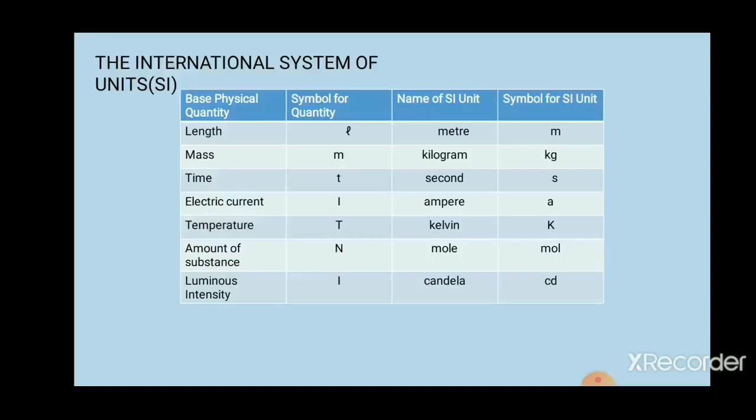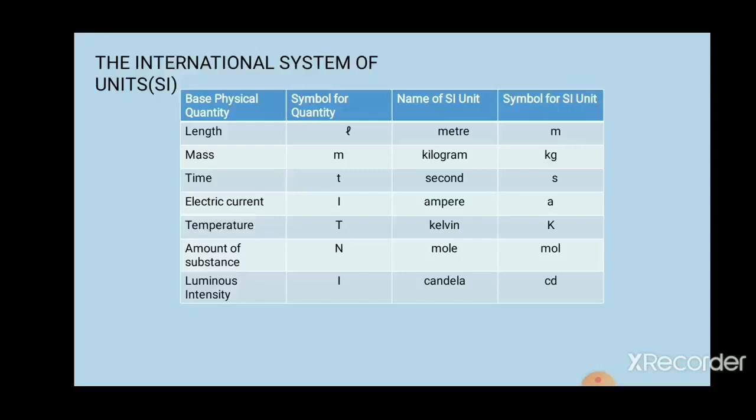Here in chemistry we are using the International System of Units, that is called the SI system. Now you can see on the slide a table I have given: there are 7 base units which we are using in chemistry, or I can call it in science. That is length, mass, time, electric current, temperature, amount of substance, luminous intensity. Now length, what is the symbol of length? That is small letter l.